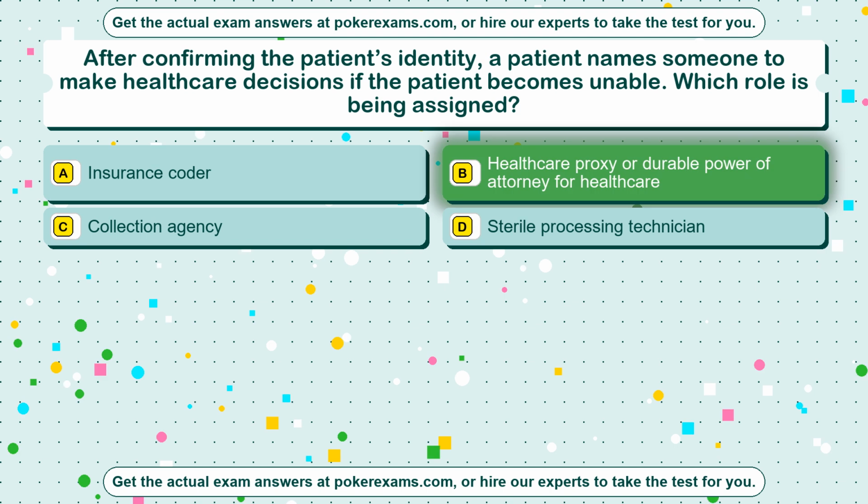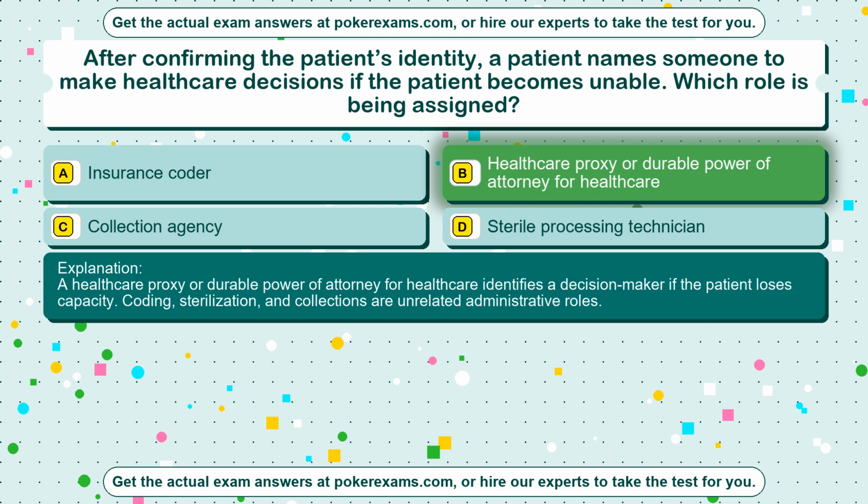Healthcare proxy or durable power of attorney for healthcare. A healthcare proxy or durable power of attorney for healthcare identifies a decision-maker if the patient loses capacity. Coding, sterilization, and collections are unrelated administrative roles.